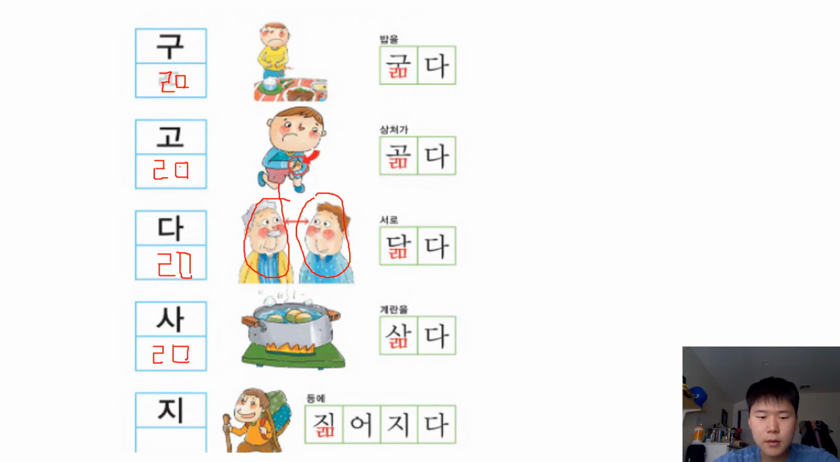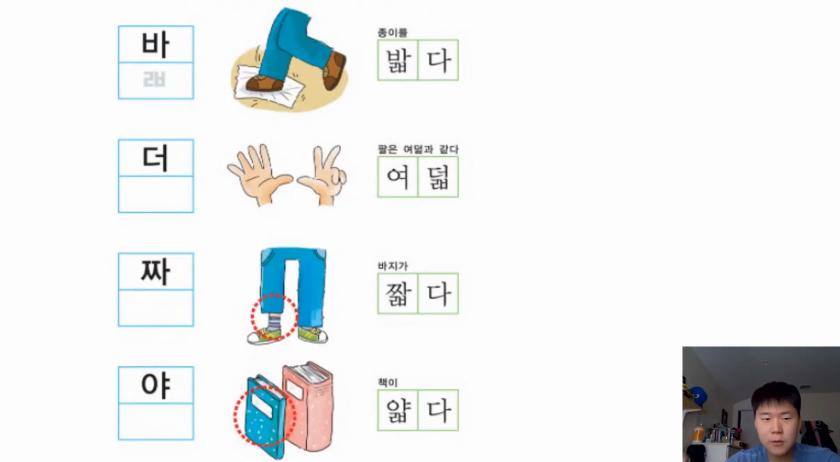And then 짊어지다. This means to put on your shoulder or carry upon, right? They're carrying the 짐. Okay, so this next one is 밟다, which means to step on. You see this person is stepping on this piece of paper. So let's write that.